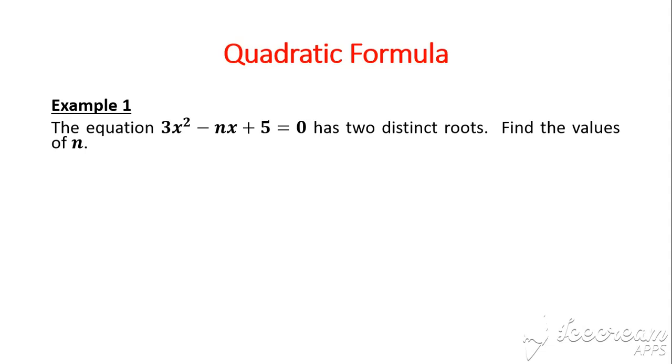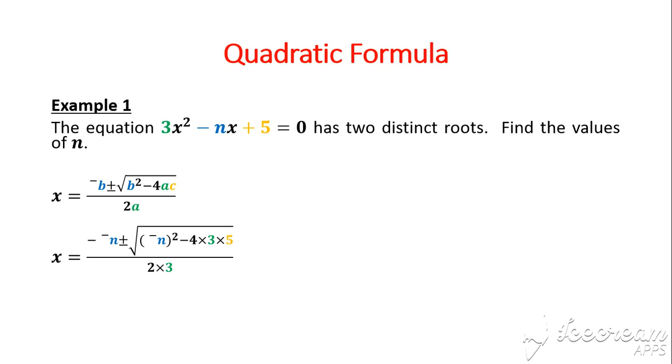Here's our example. The equation 3x squared minus nx plus 5 equals 0 has two distinct roots. Find the values of n. So our job is to find what values of n will make this equation have two real roots, two distinct roots. So here's our quadratic formula. The values of a, b, and c: a is 3, b is negative n, we don't know that yet, and c is 5.